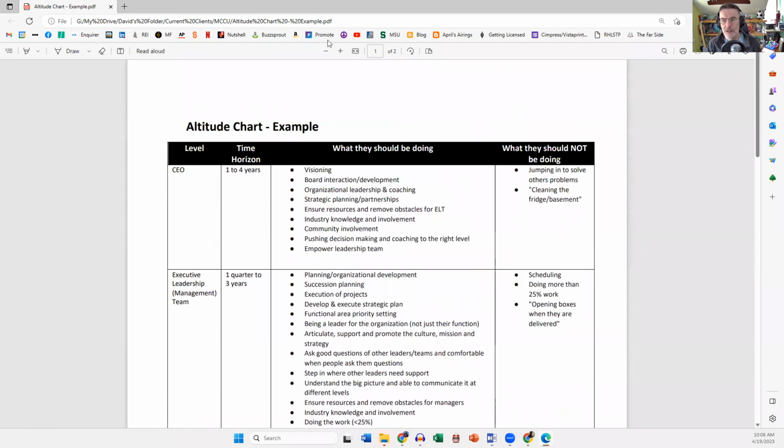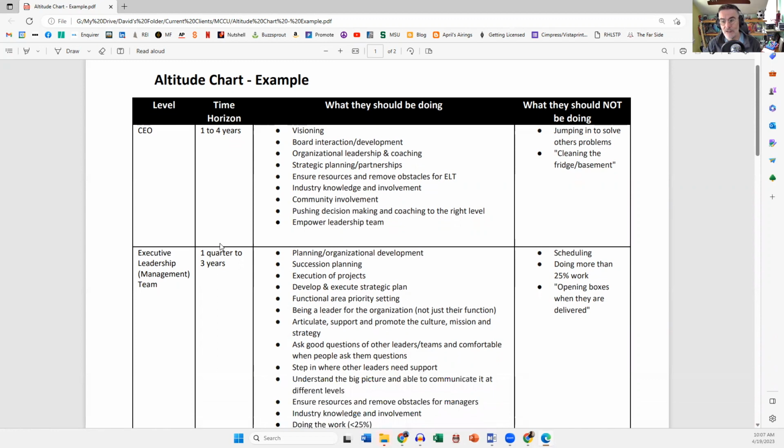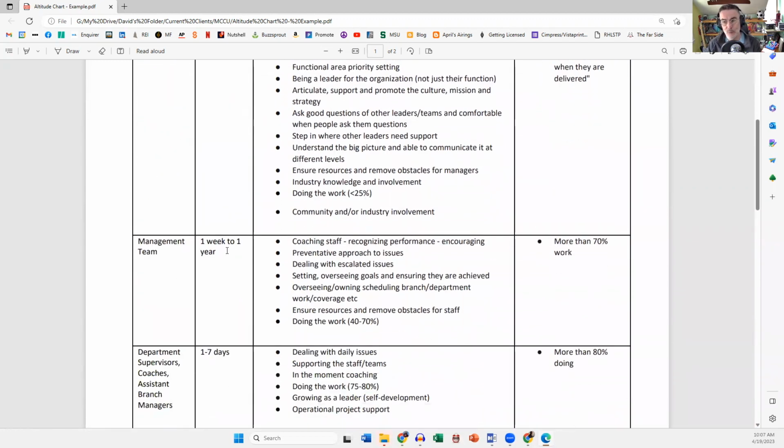But the next thing that we did with the group was say, okay, what's the time horizon for each of these levels? What should they be focused on? And you can see that the CEO maybe should be focused on 1 to 4 years out, being more strategic. The leadership team, 1 quarter to 3 years out. The management team, 1 week to 1 year out. And the supervisors today and for the next week or two. And so their time horizons should be different. They may overlap, but they should be different.